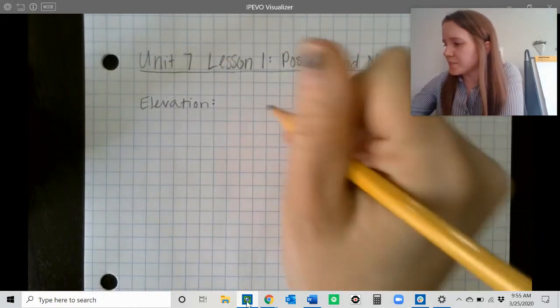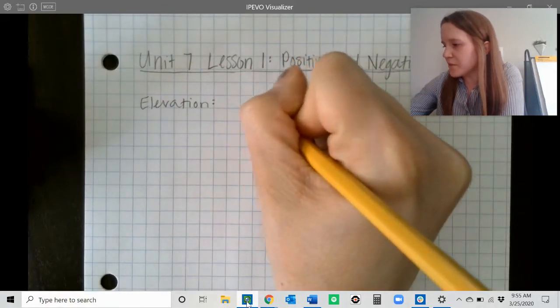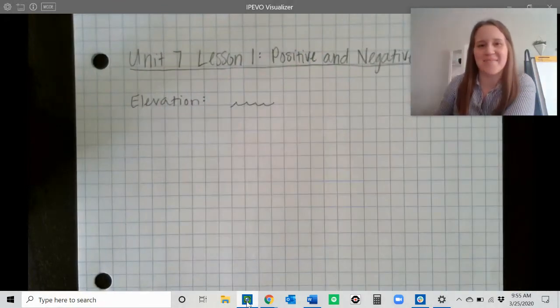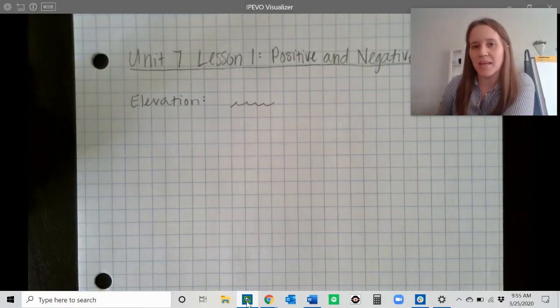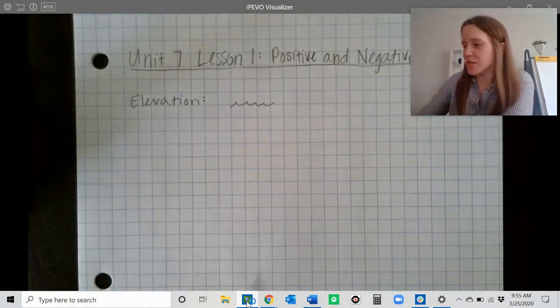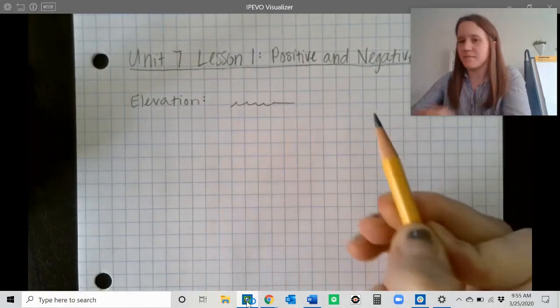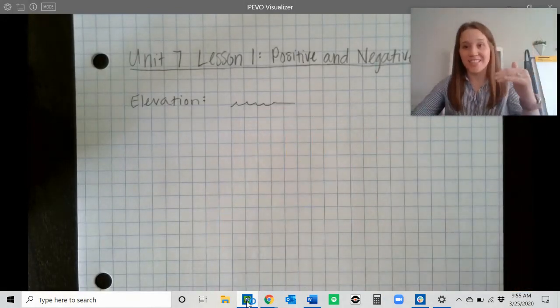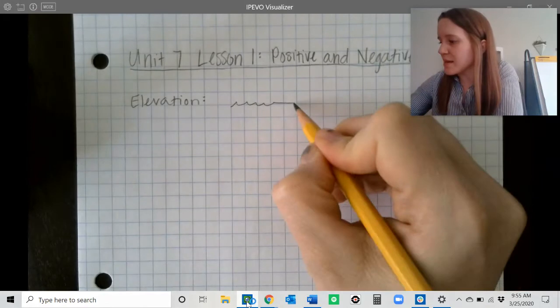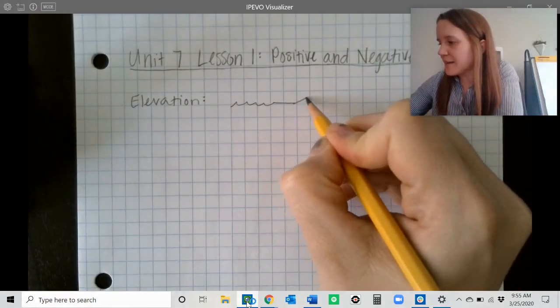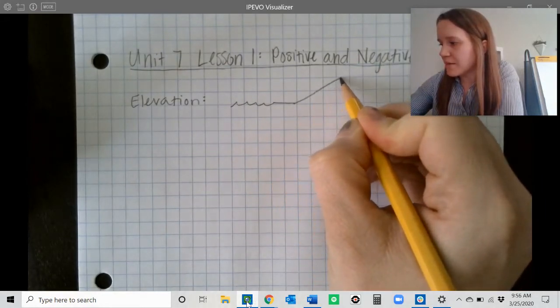Let's draw a picture. I want you to draw a few little ocean waves. That is like sea level, okay? If you have ever been to the beach, you know that the ocean meets the beach. And then sometimes the elevation of the land changes. So maybe then I go up on a hill or a mountain or a cliff.